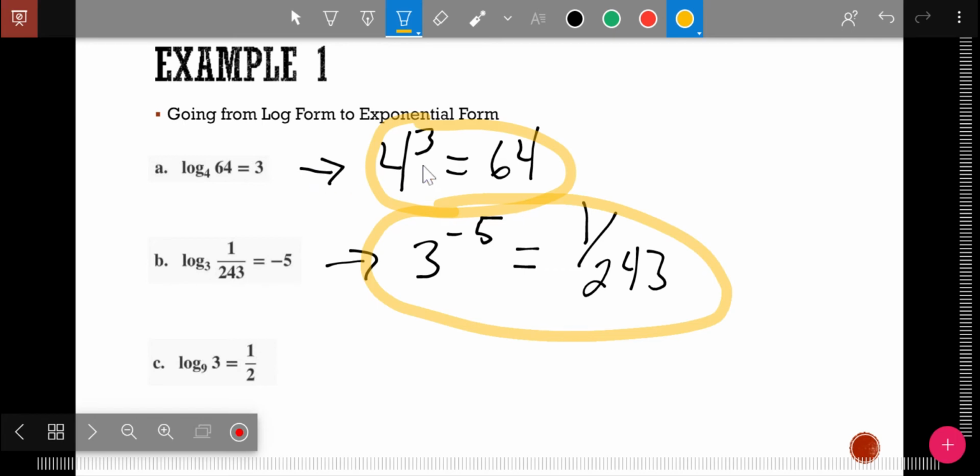That's it. Just switching forms. If you think you have it under control, pause the video now and give the C here a try.